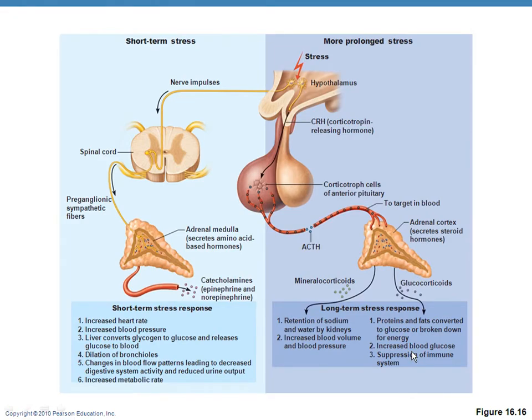Okay, this is an overall picture of kind of everything we've been talking about. So I want you to notice the difference here at the top between short-term and long-term.